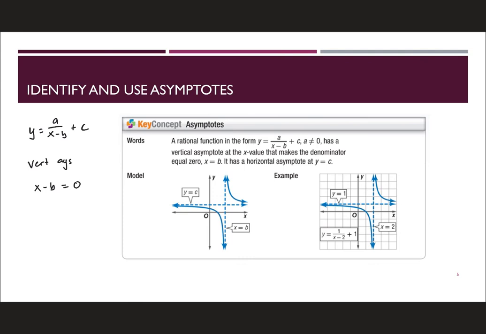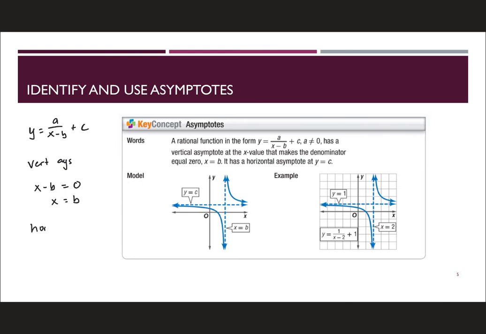Because whatever this value is, that's where the asymptote is. And as you can see, it's very easy, adding b to both sides. x is equal to b. So your vertical asymptote is going to be whatever b is right now, or wherever the denominator equals 0.